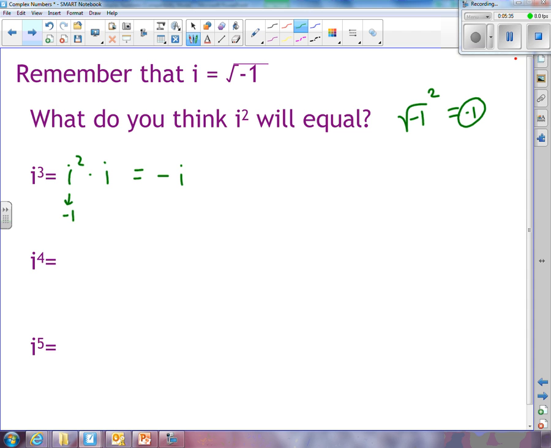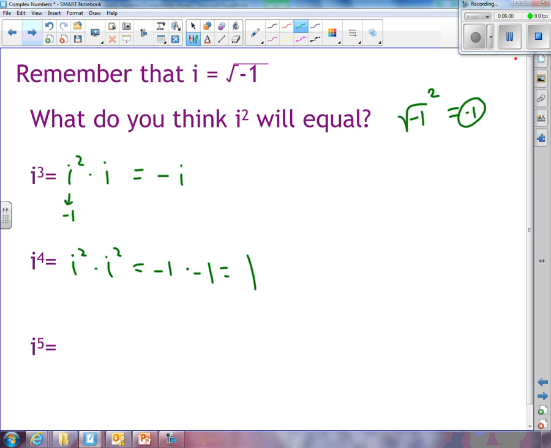This becomes negative 1. Now let's talk about i to the fourth. i to the fourth is really i squared times i squared. i squared times i squared is negative 1 times negative 1. Negative 1 times negative 1 is 1.